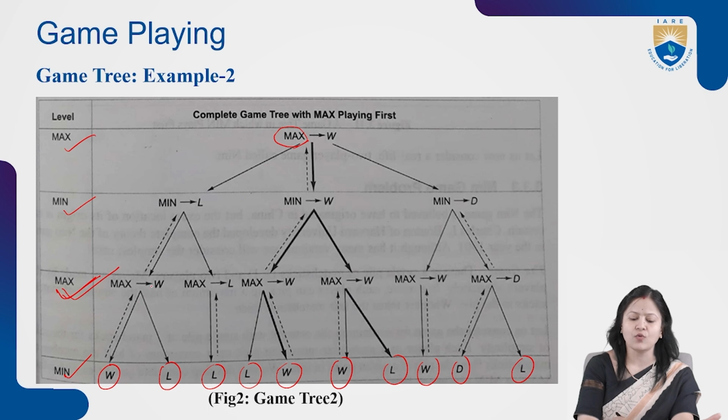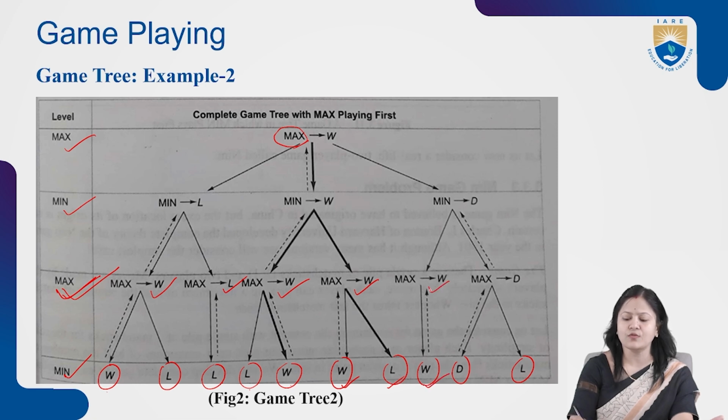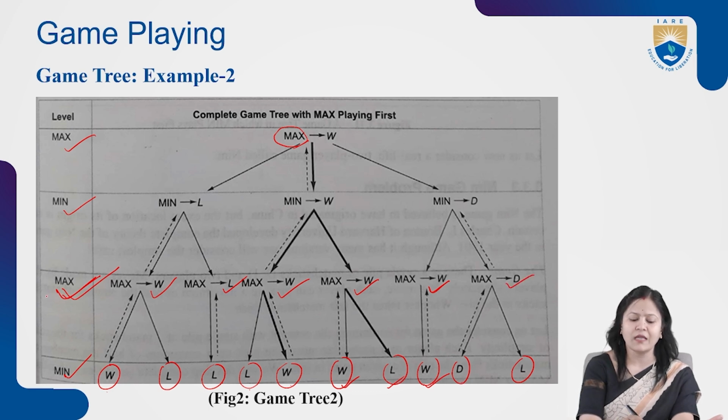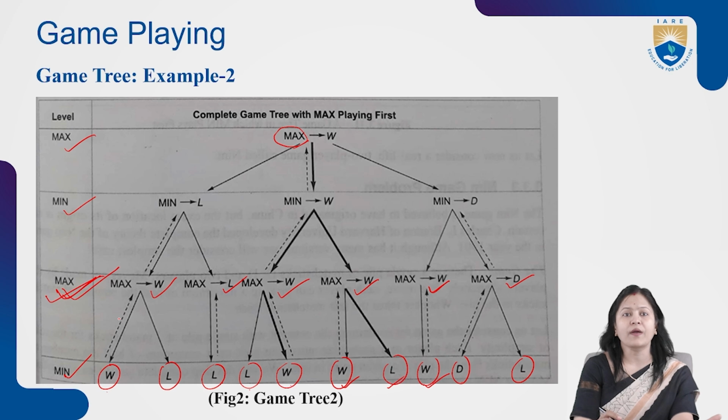As it is the max node here, one of the successors is W, so it is considered as W. Now for this, one of the successors is L, so it is considered as L. Now one is L, one is W, so it can be W. One is W, another one is L, so it is W. Same thing here, only one child is there, W, so the parent would be W. One of the successors is D, so definitely the parent would be D. Now this layer is completed.